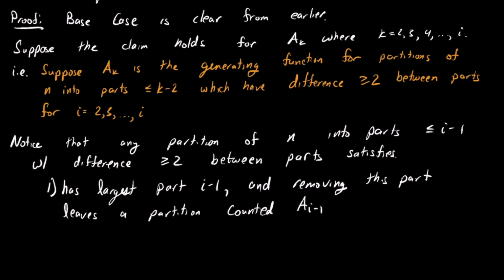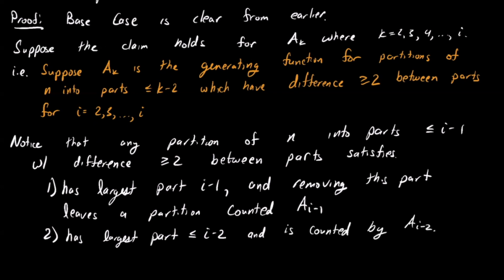Right? A sub I minus 1 has largest part I minus 3 and has the difference 2 condition. So if I have something with the difference 2 condition and largest part I minus 1, and I remove that I minus 1, I still preserve the difference 2 condition, but now my largest part is allowed to be I minus 3. And so we know that this is counted by a sub I minus 1. And the other condition is that I don't actually have any I minus 1s, and my largest part is less than or equal to I minus 2. And in this case, this is counted by, sorry, a sub I.